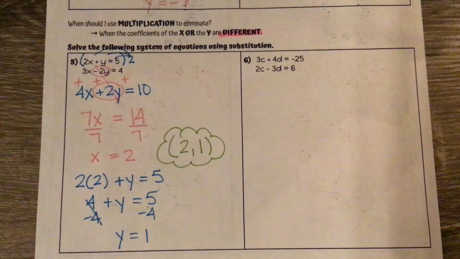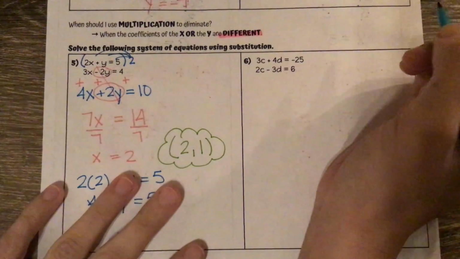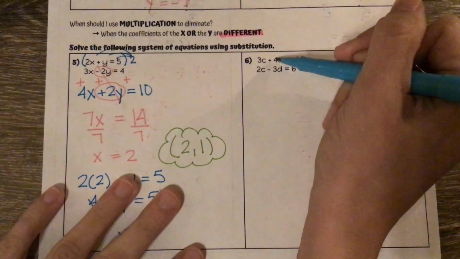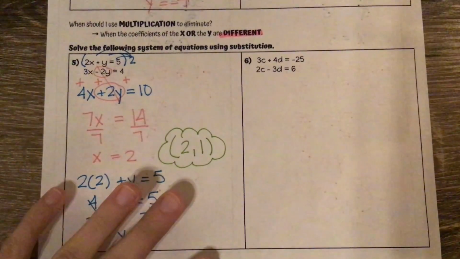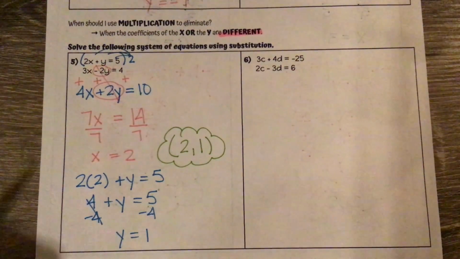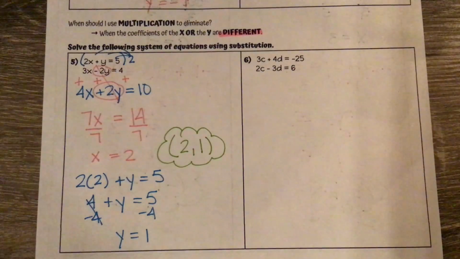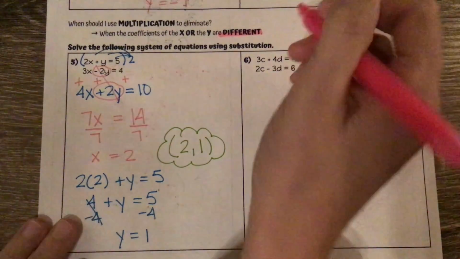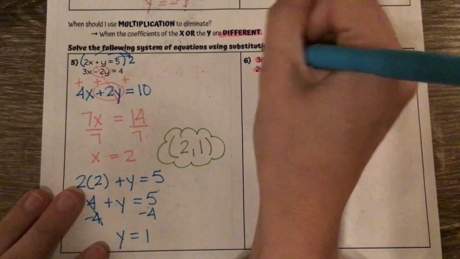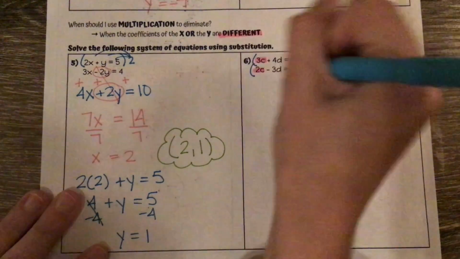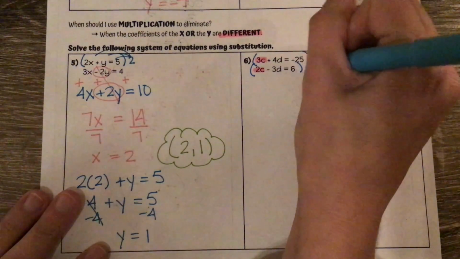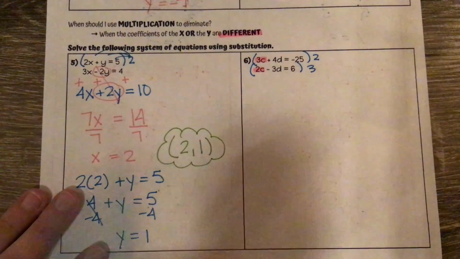And then the last one. My C's are not the same, 3 and 2. My D's are not the same, 4 and 3. So I have to multiply to either make my C values the same or my D values the same. It does not matter. I'm going to make my C values the same. And I'm just going to highlight on here so you can see which ones I was making the same. So 3 and 2, their least common multiple is 6. So I need to multiply the 3 equation by 2 and the 2 equation by 3.